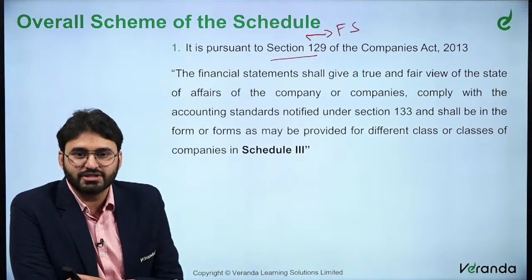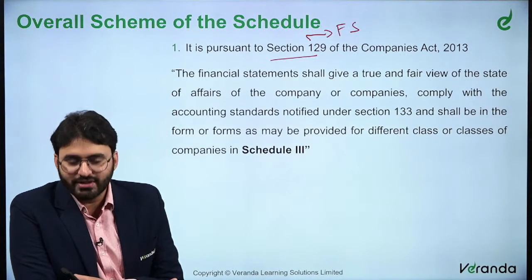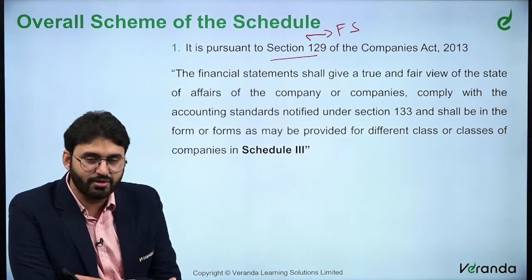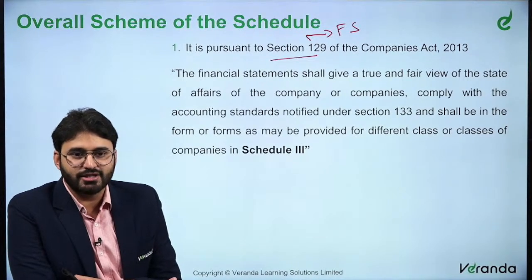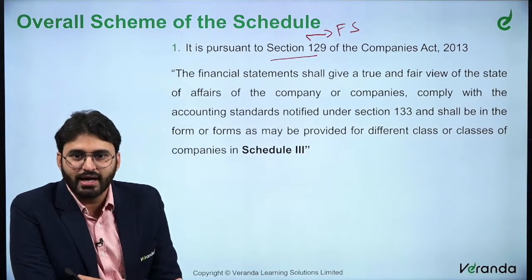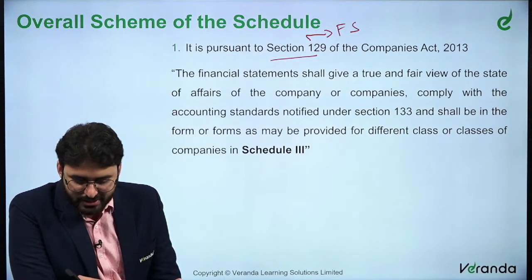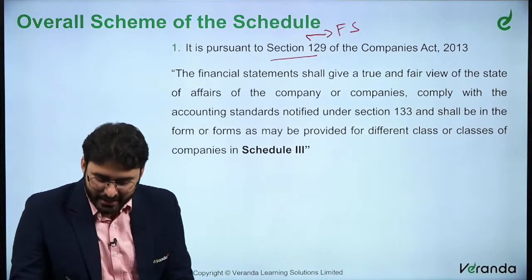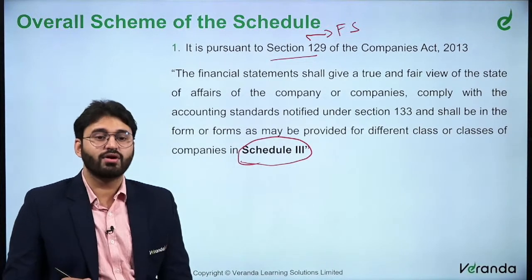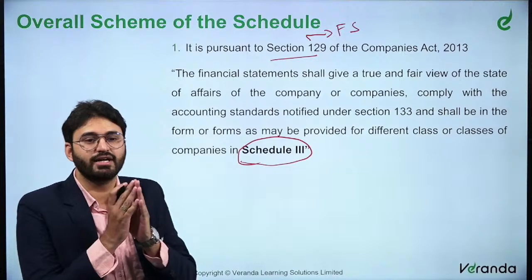The financial statements shall give a true and fair view of the state of affairs of the company or companies, comply with the accounting standards notified under section 133, and shall be in the form or forms as may be provided for different class or classes of companies specified in Schedule 3. So then what is Schedule 3? Schedule 3 is basically a format.